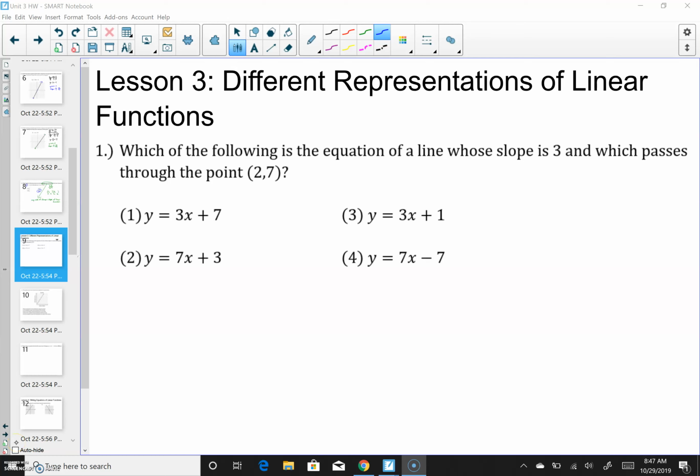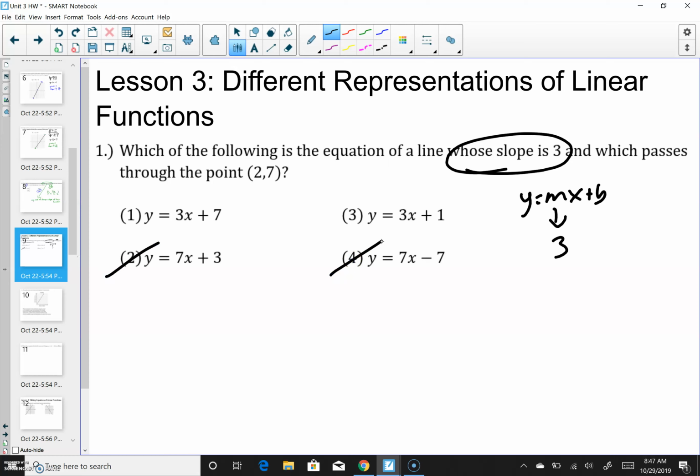For lesson 3's homework, we're going to look at some different representations of linear functions. So for the first one, which of the following is the equation of a line with a slope of 3 and passes through the point (2, 7)? If we think of y equals mx plus b, we need our m to be 3 here. So right away we can eliminate choice 2 and choice 4 solely based on the fact that our slope is not 3. Now it's up to you what you do from there.